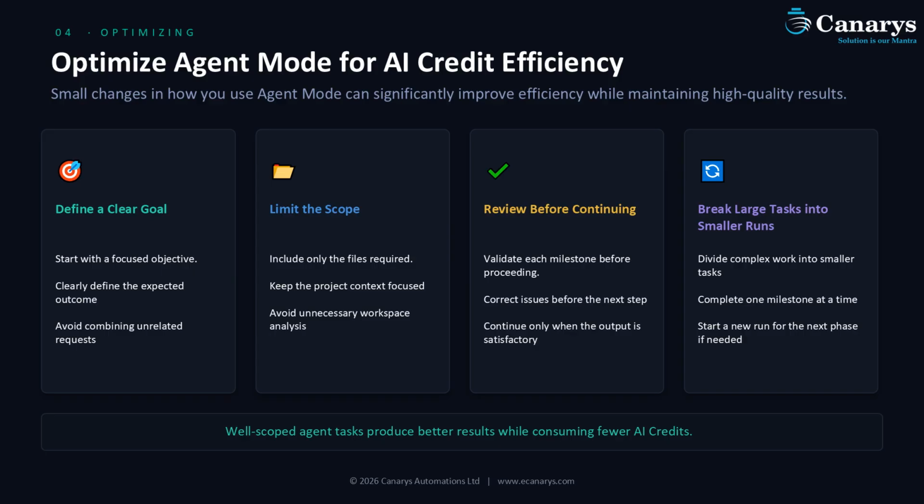And one of the best approaches, break large tasks into smaller runs. Completing one phase at a time gives you more control and usually consumes fewer AI credits than one long autonomous session. Let's wrap up this module with a few best practices and key takeaways you can follow every time you decide to use agent mode.